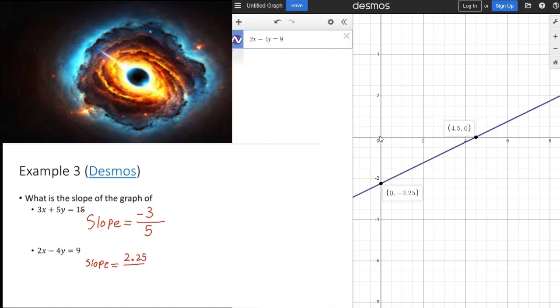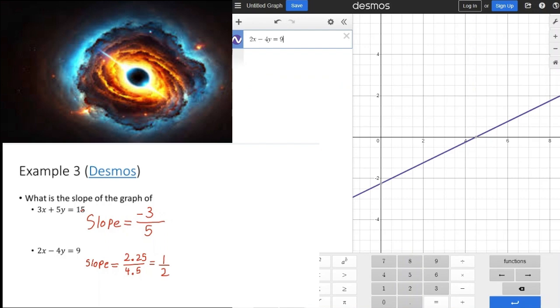Now, what would be the run? Well, I would have to travel to the right 4.5 units. And since I'm traveling to the right, that would be my run, and it would be positive. Now we can take the 2.25 divided by 4.5 and enter it into our calculator. And when we do, we get the slope is 1/2.